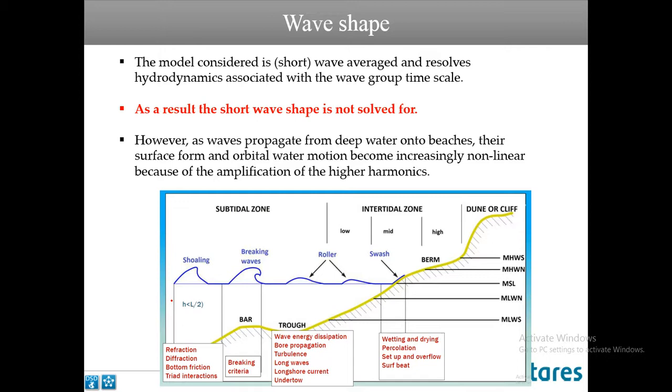Next, we have the wave shape. The model considers short wave average, okay, and we resolve the hydrodynamics associated with the wave group timescale. As a result, the short wave shape is not solved for. However, as waves propagate from deep water onto the beach, their surface form and orbital water motion become increasingly non-linear because of the amplification of the higher harmonics. So when you start from here and then you move towards the shore, akan ada banyak turbulence, and the turbulence becomes increasingly non-linear.